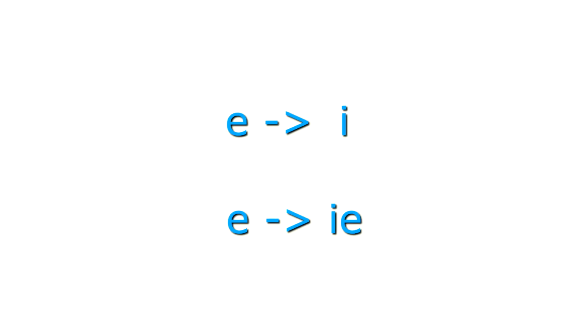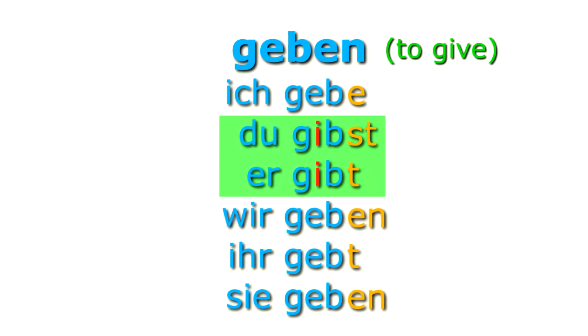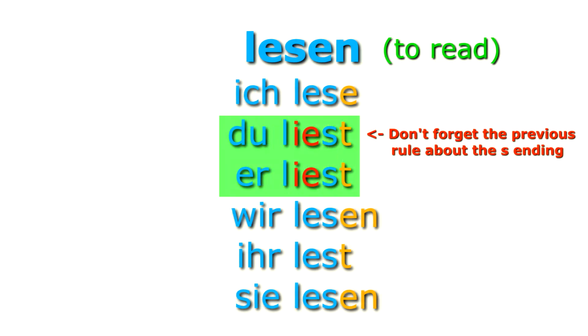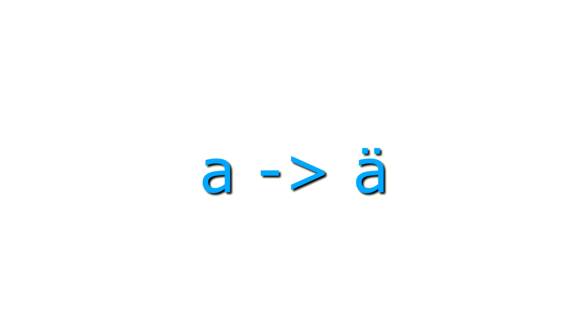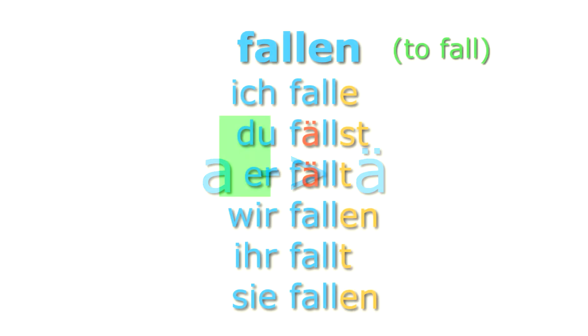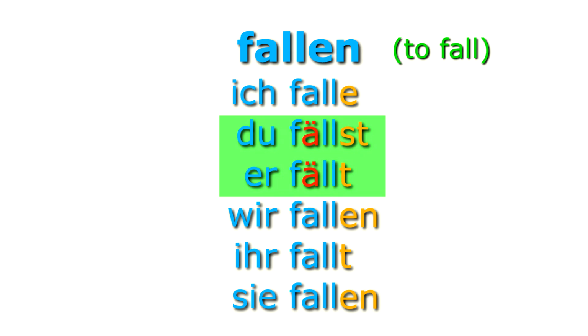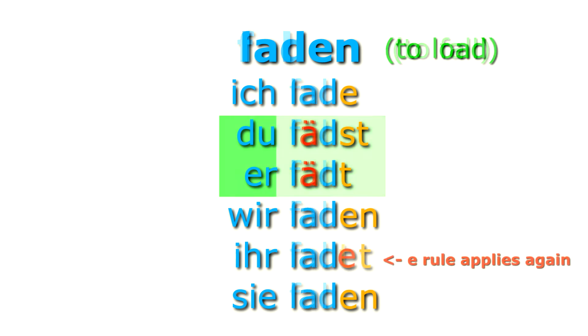One common pattern is that an e in the stem becomes an i or ie. For example in geben or lesen. Another common pattern is that an a in the stem becomes an ä. For example in fallen or laden.